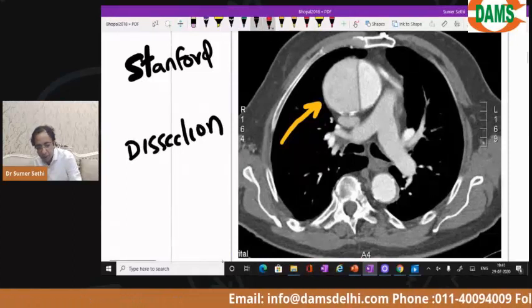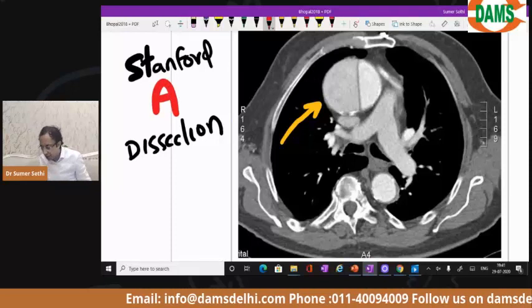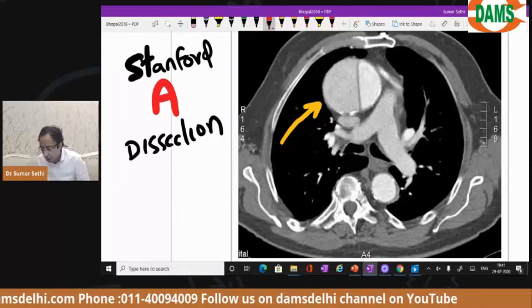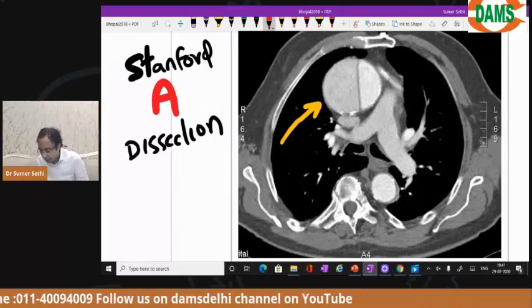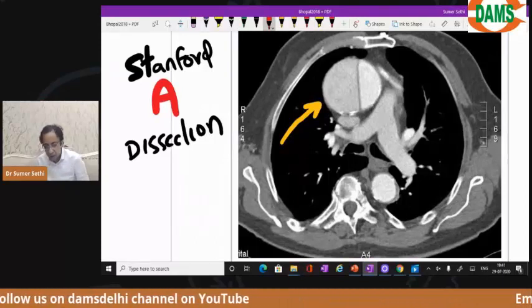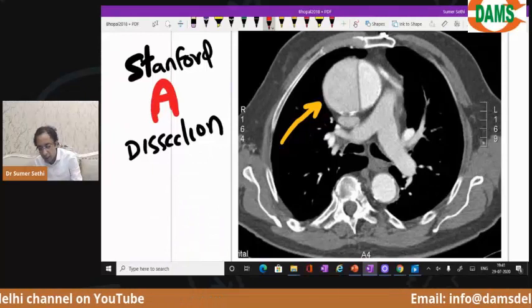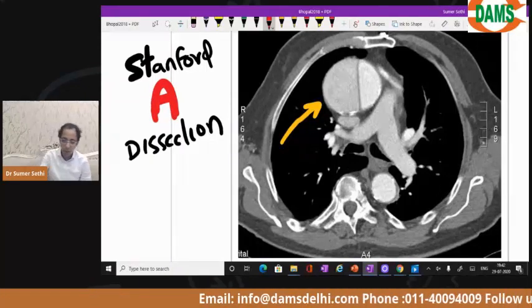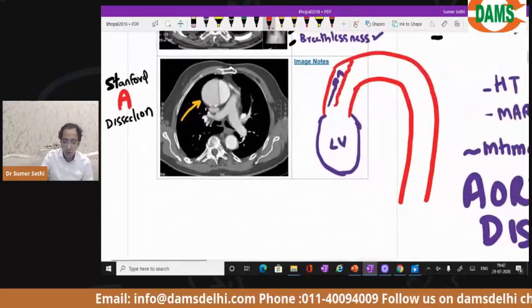What type of aortic dissection? Stanford type A. This is Stanford type A dissection. Okay. Are you clear? Are you able to understand this? This is Stanford type A dissection. Everybody understands the concept? Yes? Okay. Yes. Because the ascending aorta is involved, we call it A.